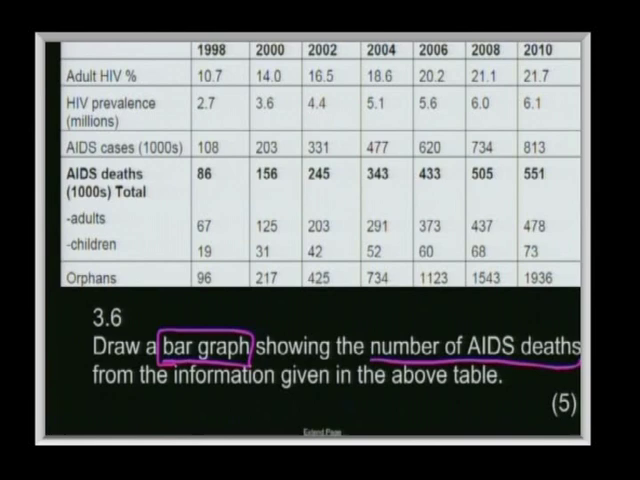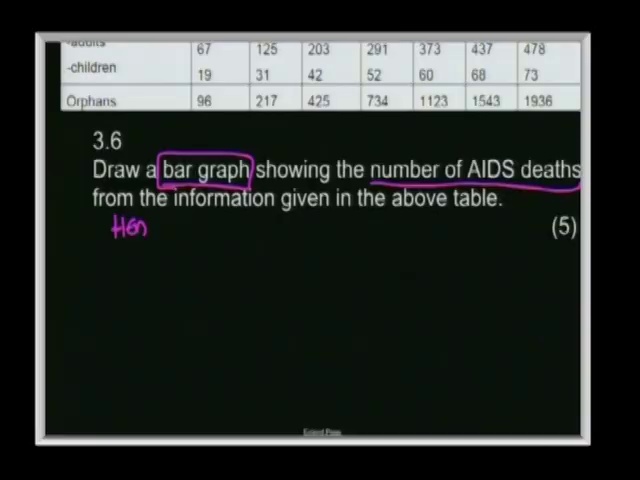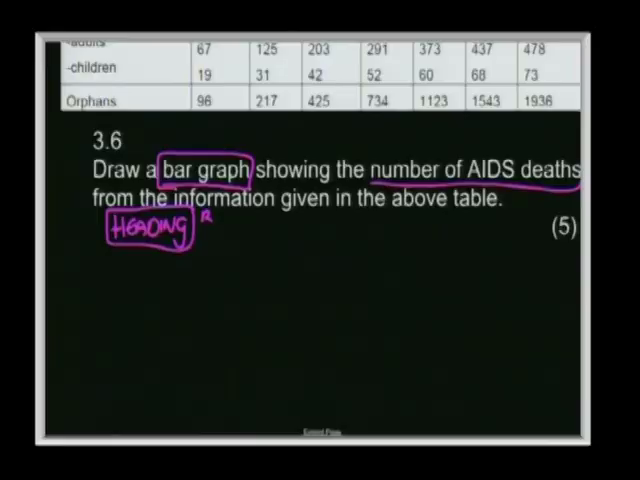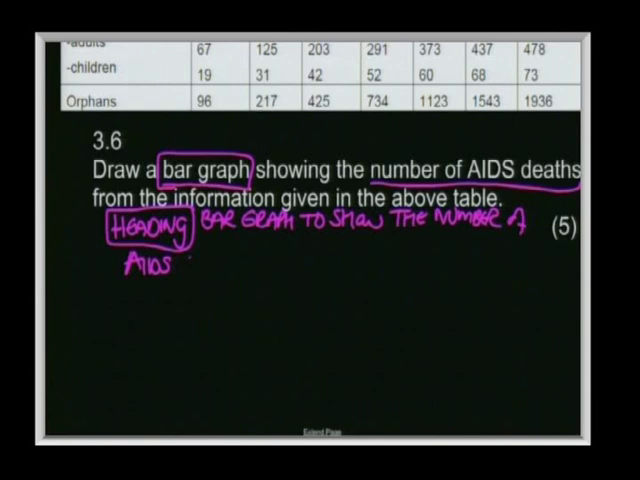In this question, we are expected to draw a bar graph to show the number of AIDS deaths from the information given above. Now, when we draw a bar graph, there are certain rules that we have to follow. First of all, remember that your bar graph must always have a heading. Your heading should include two variables and a time if given. So in our heading, make sure that you include the following. First of all, start by saying that it is a bar graph. And what is this bar graph going to show? It's going to show the number of AIDS deaths. And that's our first variable. Where are we talking about specifically? In South Africa.